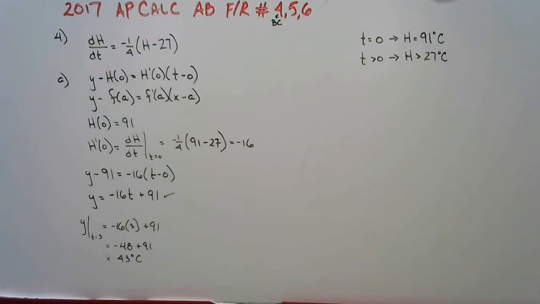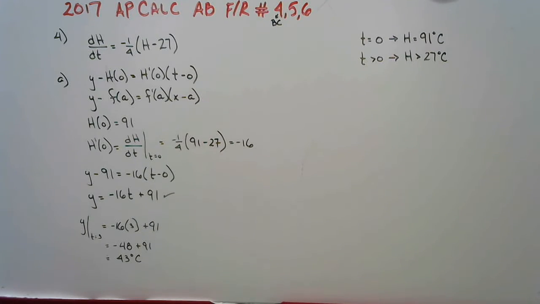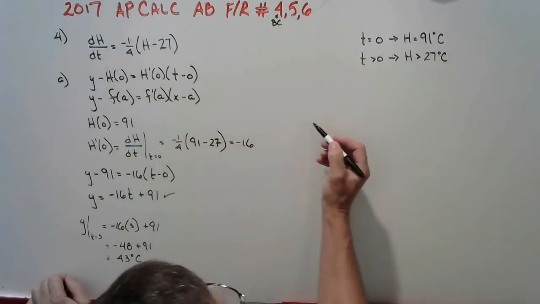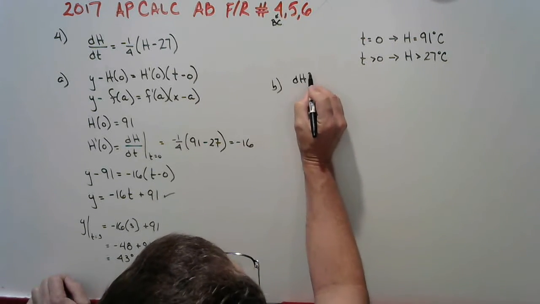Part B says, use the second derivative to determine whether your answer in part A is an understatement or an overstatement of the internal temperature. So we need the second derivative. So before we can begin, we have to find the second derivative. Now they gave us the first derivative, so here, we'll do part B right here. So what is the second derivative?